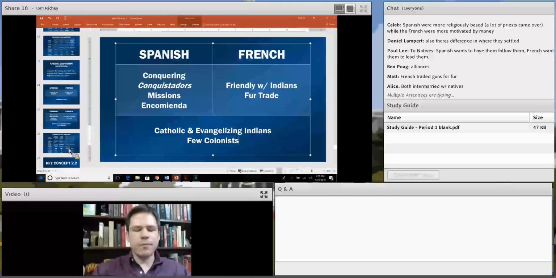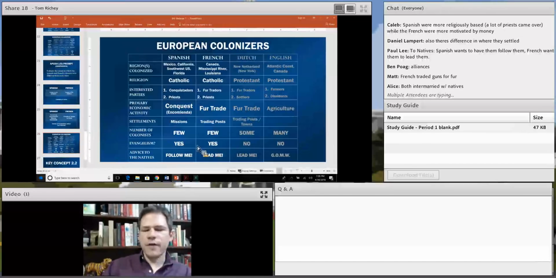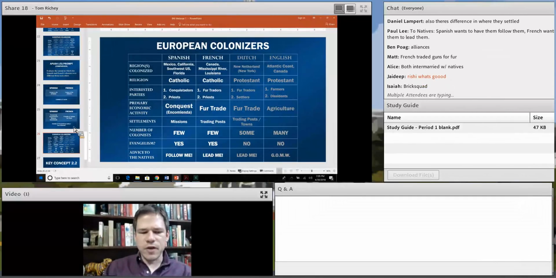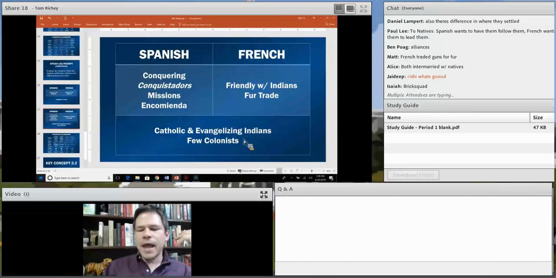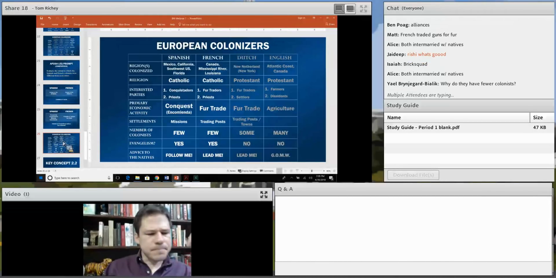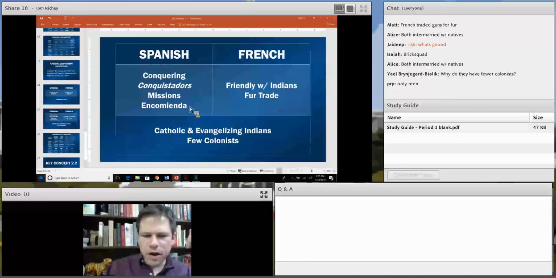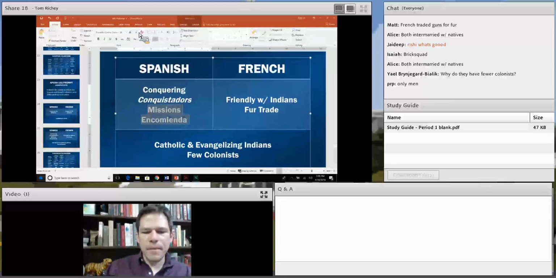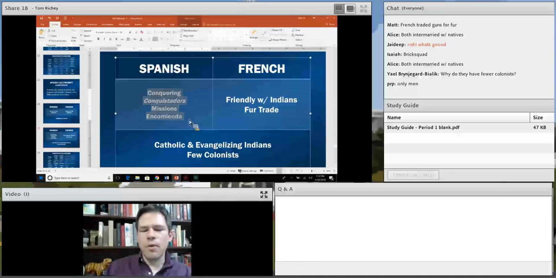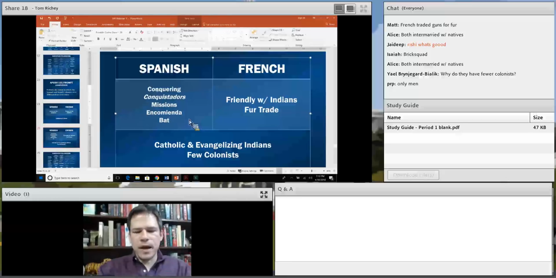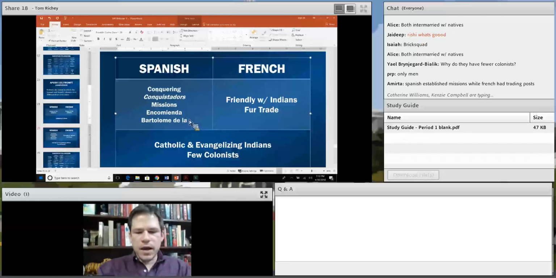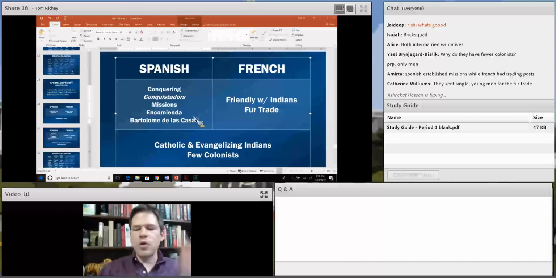So if we look at the Spanish and the French, the way we contrast them with the English and the Dutch is that they sent fewer colonists than the English and the Dutch. So that's what we've got there. Now, we could mention Bartolomé de las Casas. So you could mention him, and that would be a very strong source to mention.